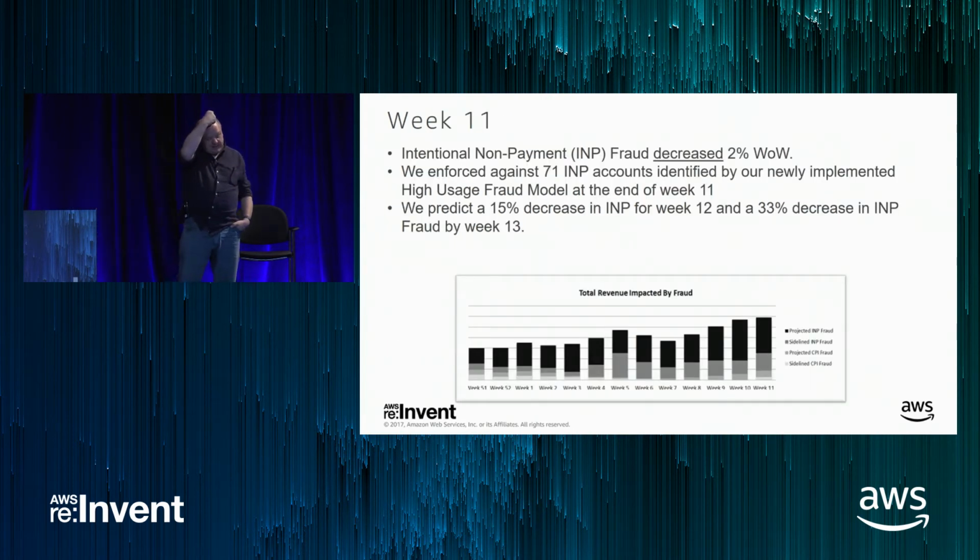So it decreased by a couple of percent. It looks funny because the graph actually went up a little bit, but if you actually look at the intentional non-payment, it actually shrunk just slightly.